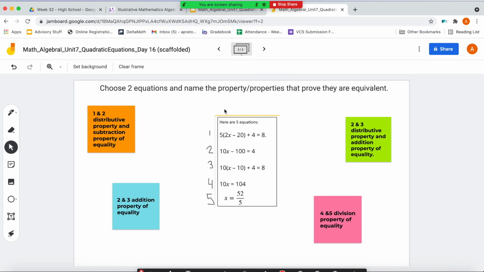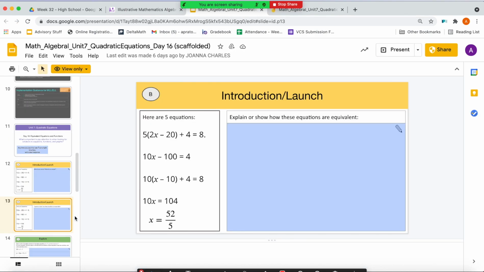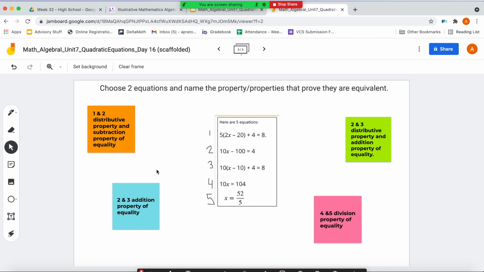And then the last part, I changed it a little bit. On here it says, explain or show how these equations are equivalent, because I wanted to facilitate this on a Jamboard and give students space to write their answers on sticky notes. I allowed them to choose 2 equations and name the property or properties that prove they are equivalent. So for example, 1 and 2 are equivalent based on the distributive property and the subtraction property of equality. You can also touch on that there's also the additive inverse being used and the additive identity being used, because if we subtract 4 from both sides, that becomes a 0.